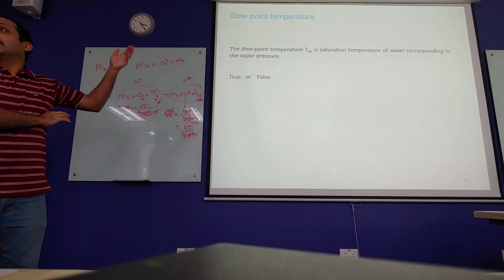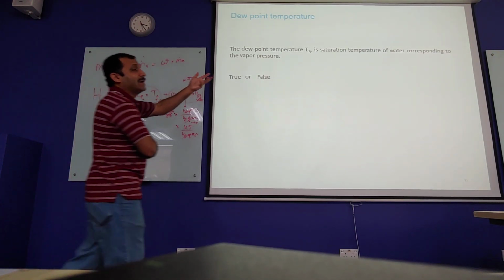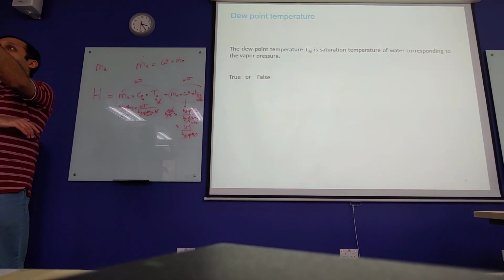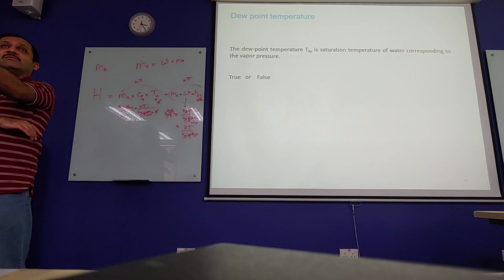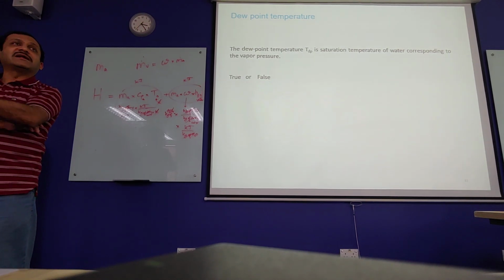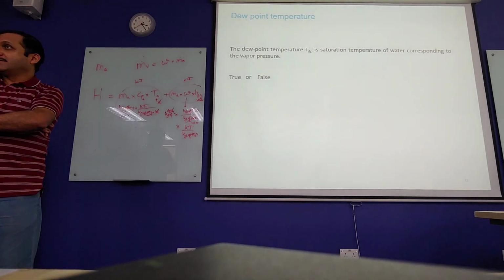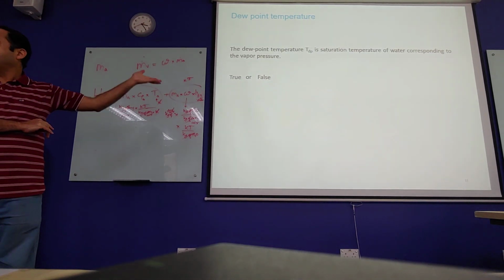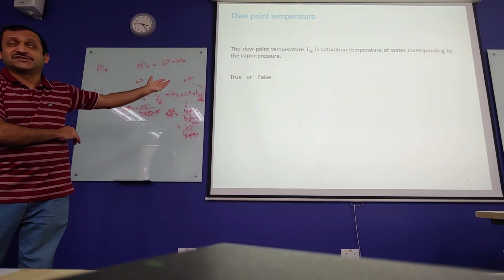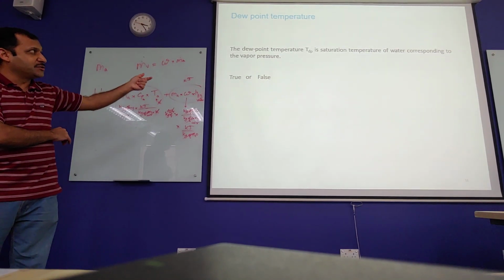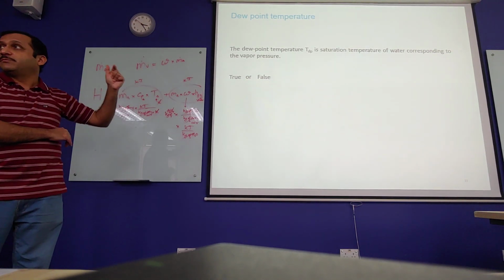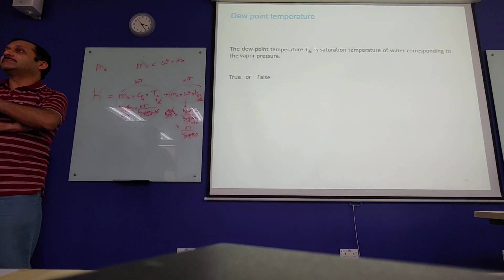So, what do you think? What do you guess that dew point temperature means? The temperature at which moisture will start condensing from the air. Temperature at which we will get dew drops. Okay, and that's correct. But then, tell me if that statement is true or false. Dew point temperature is saturation temperature of water corresponding to vapor pressure. Now, what is meant by vapor pressure?